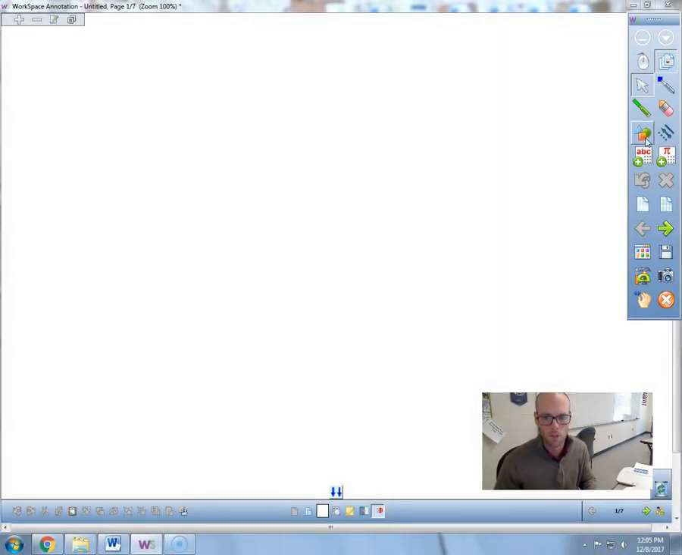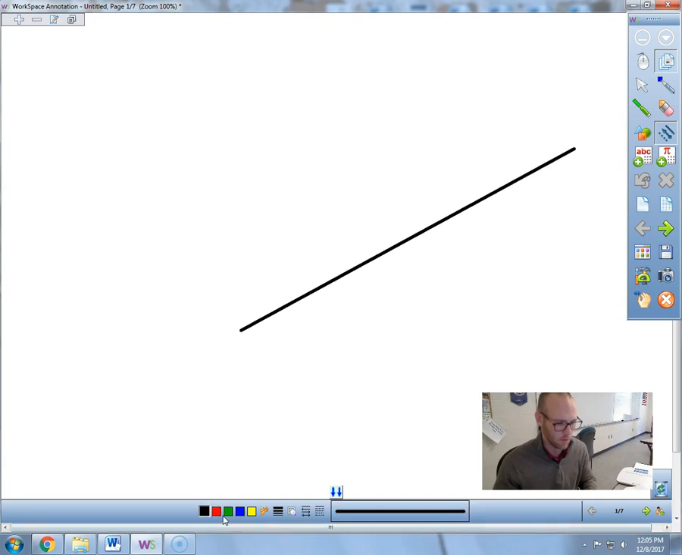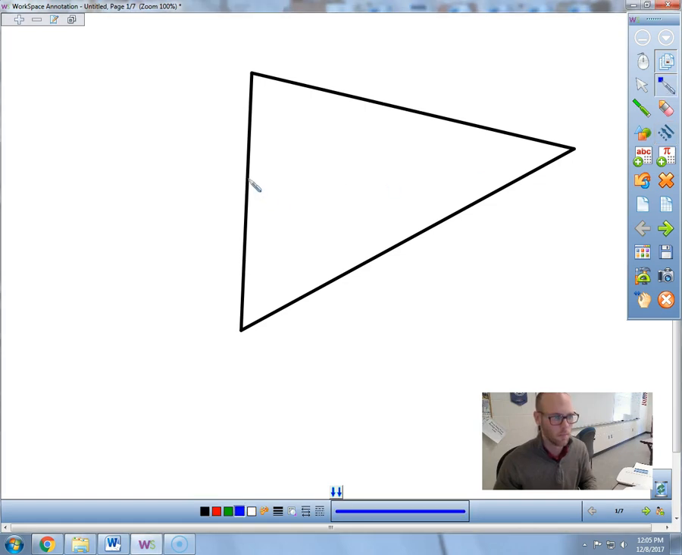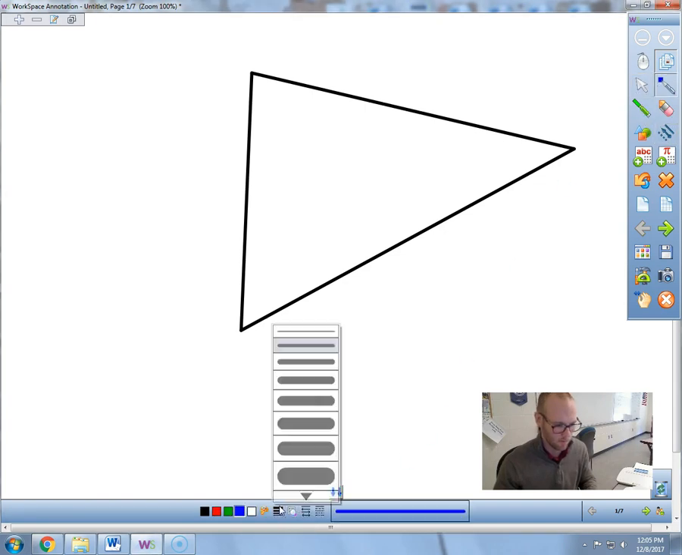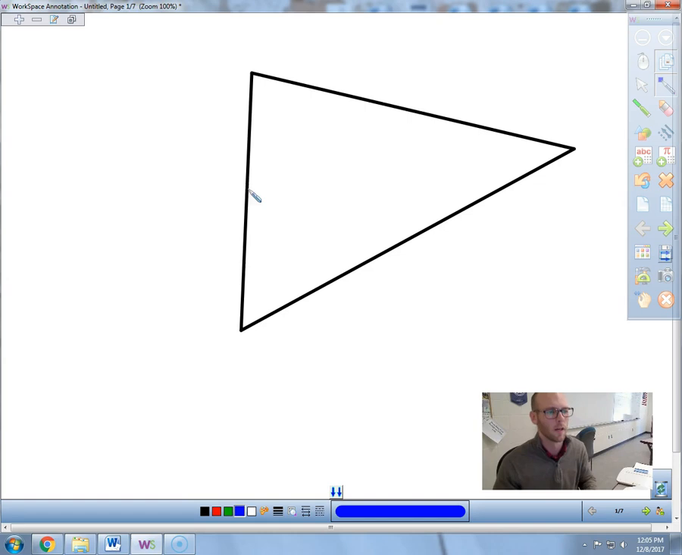Okay, so let's just draw a quick sketch of what you've done. You've cut out a triangle. You have found the midpoint of each side. So you have a mark at that midpoint, this midpoint, and that midpoint. This is just a quick sketch. Don't judge me on it.